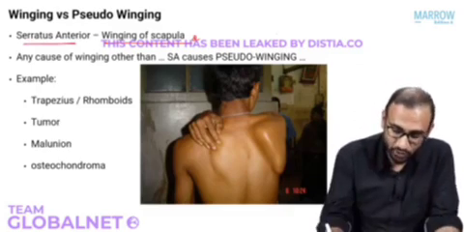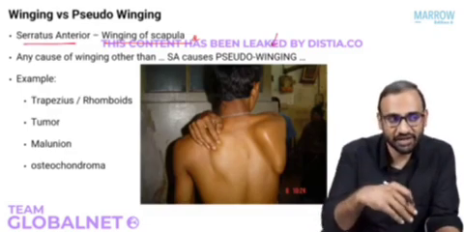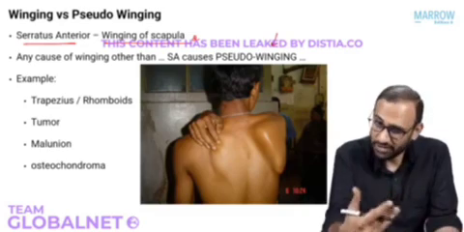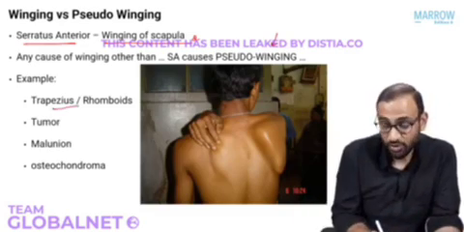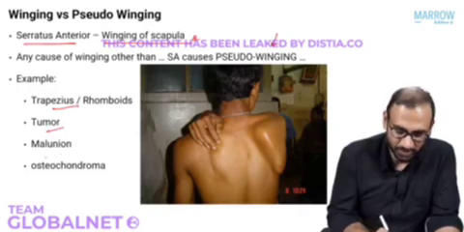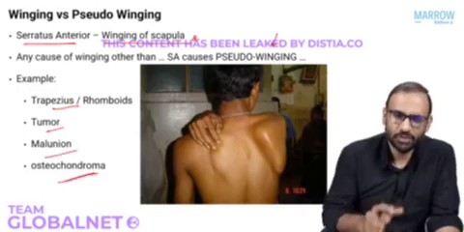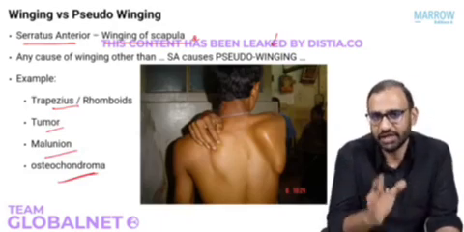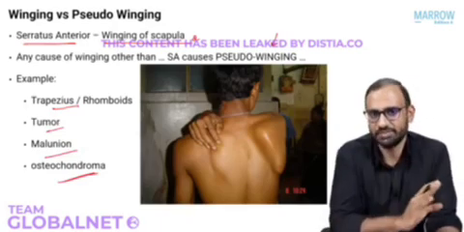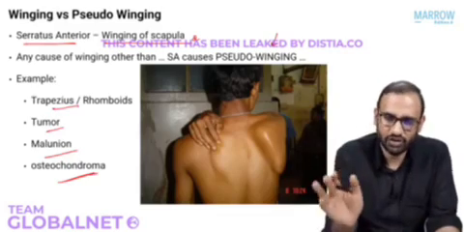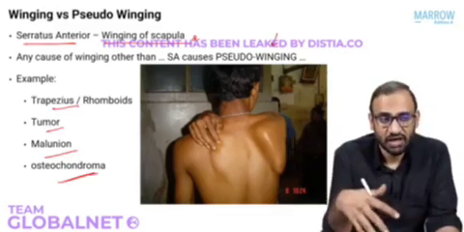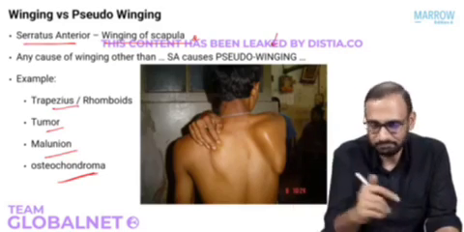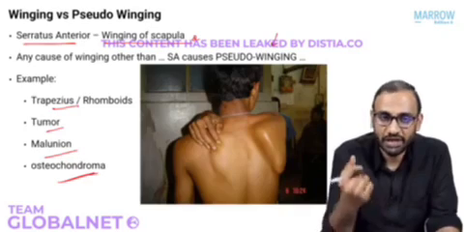Now, there is something known as pseudo-winging. Pseudo-winging is basically winging because of any cause other than serratus anterior weakness. Right? So what are these causes? It can be weakness of trapezius or rhomboids. It can be because of a tumor, a malunion, or an osteochondroma, where you get winging of scapula for reasons other than weakness of serratus anterior due to long thoracic nerve of Bell palsy. Okay? So all of those are known as pseudo winging of scapula. The reason I've shared this slide is because this question was asked a long time ago, at least once. If you know this, great. If not, it's okay. We are interested more in brachial plexus injuries.